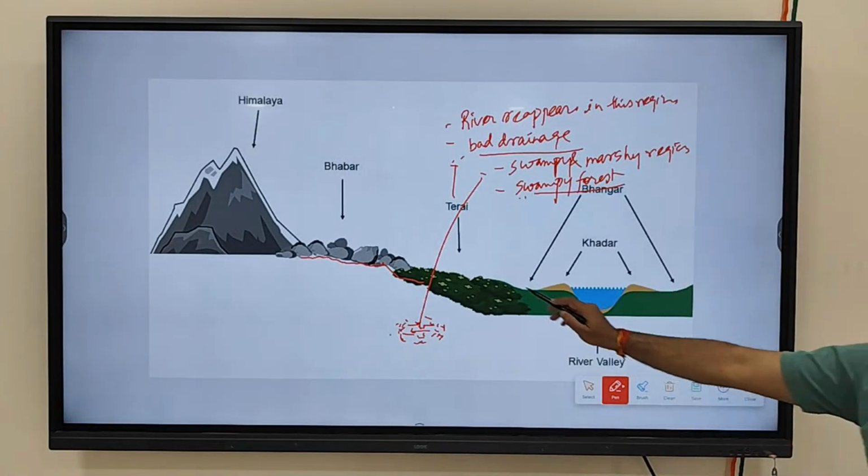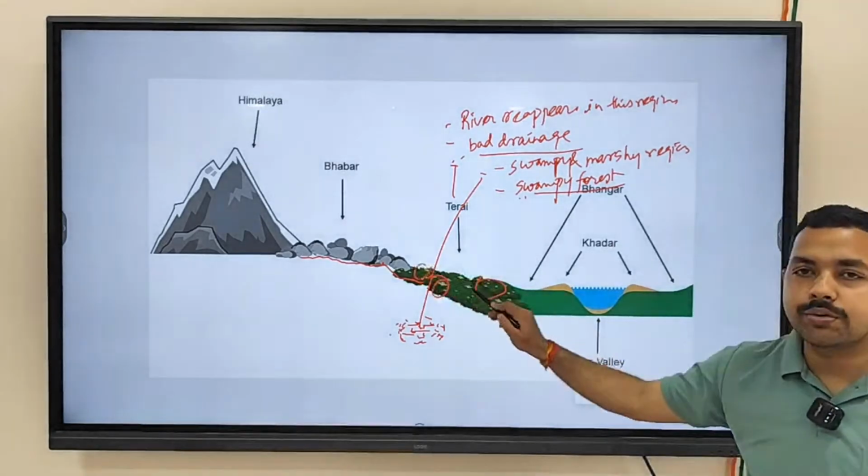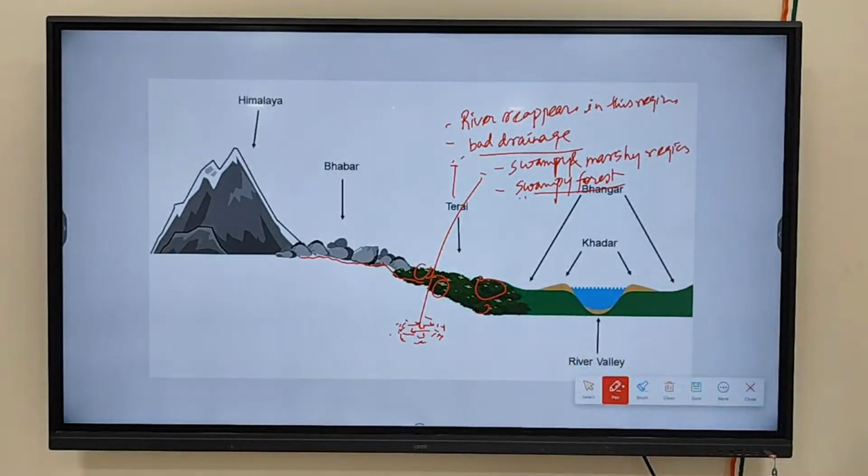You can see this type of small things. You're going to see swampy forest, and it is referred to as a swampy and marshy region. Small plants are growing from the water, which we call swampy. And marshy means a mix of land and water. Marshy region is a mix of land and water.